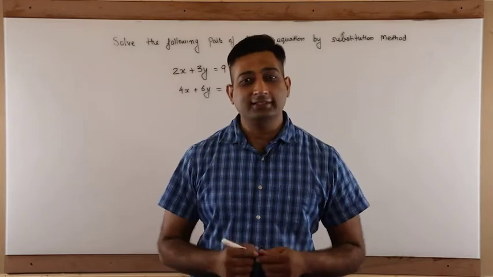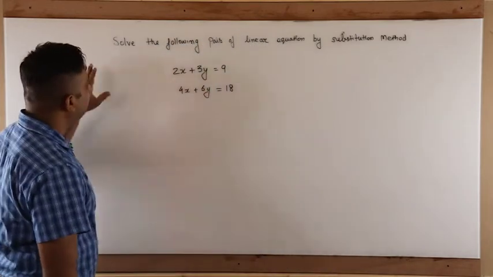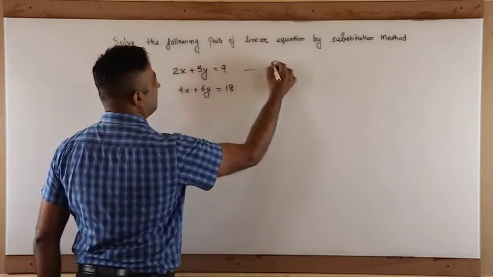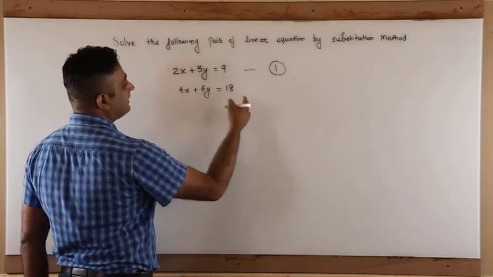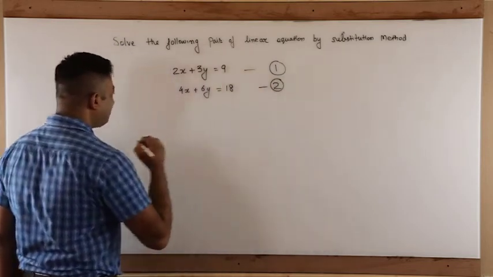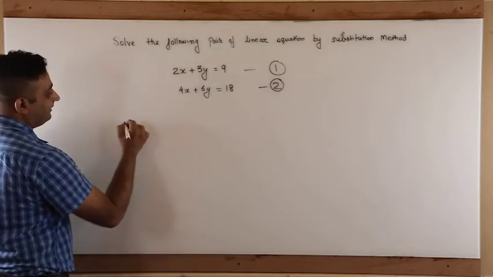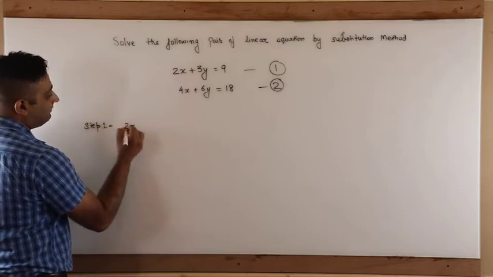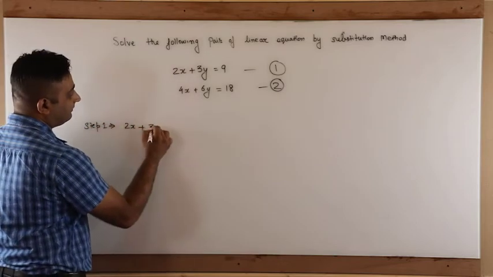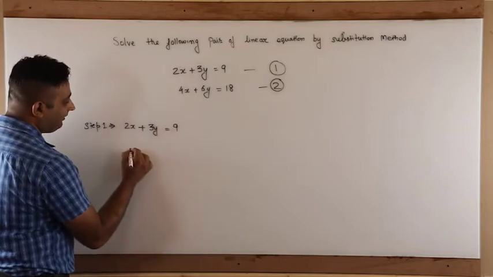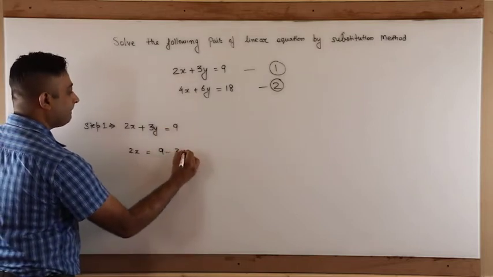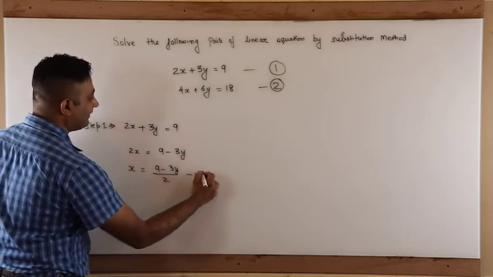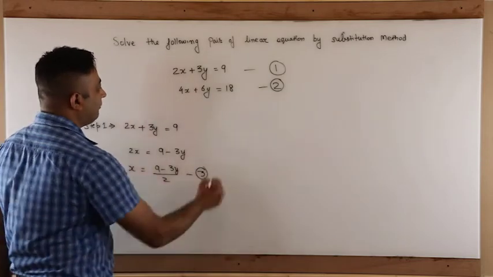Dear students, let us discuss a very interesting problem, that is 2x plus 3y equal to 9. Let us call this equation number 1, and 4x plus 6y equal to 18 is equation number 2. Let us solve by the substitution method. So we rewrite equation number 1. This is step number 1. In this we will find one variable in terms of another, that is x equal to (9 minus 3y) divided by 2, and give this equation the name equation number 3.